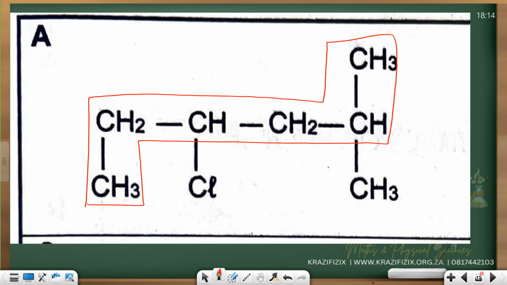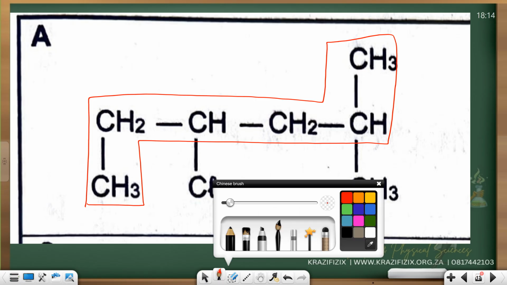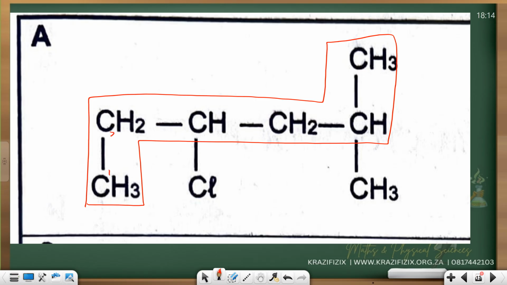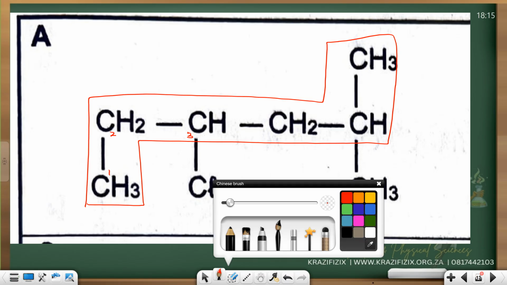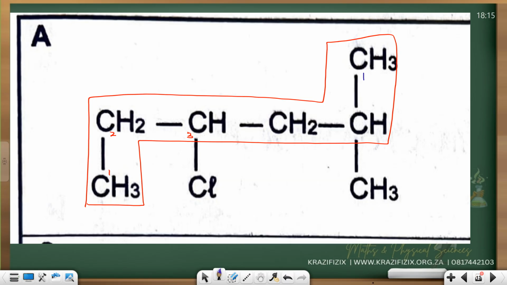So if you look at this, if I start from here, 1, 2, look at it's number 3. So don't put chlorine over methyl and don't put methyl over what? Chlorine. But if I start from here, it's 1, 2, 3. Meanwhile, if I start from here, it is 1, 2. The rule says choose the one with the smallest.